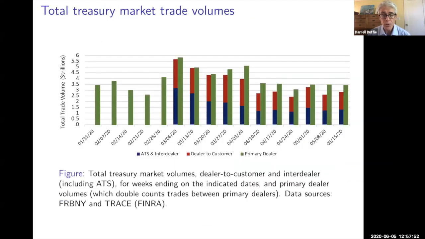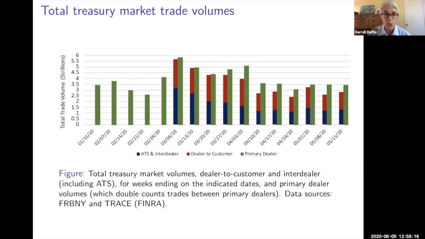You can see that also in this plot of volumes of trade in the treasury market, which are shown on the vertical axis in trillions of dollars. And you can see that those volumes increased by in excess of 60% from the weeks before the March stress period to the stress period in March itself.